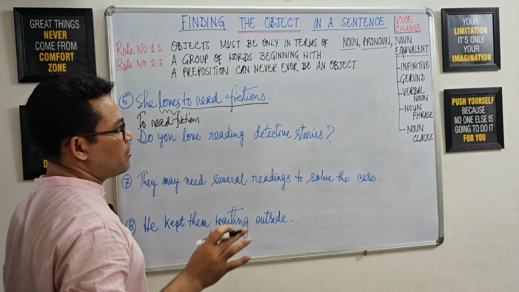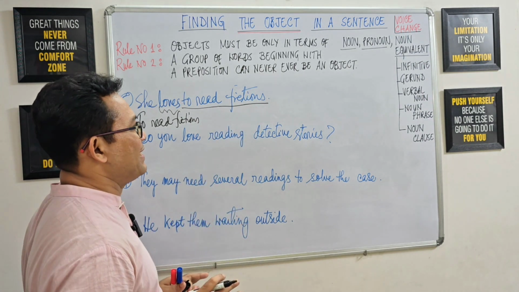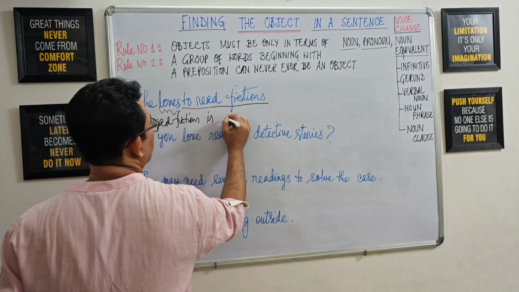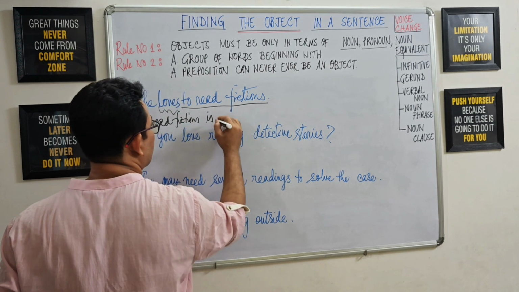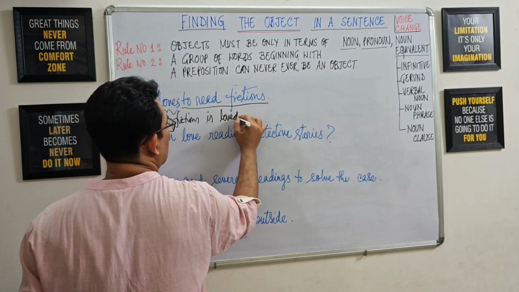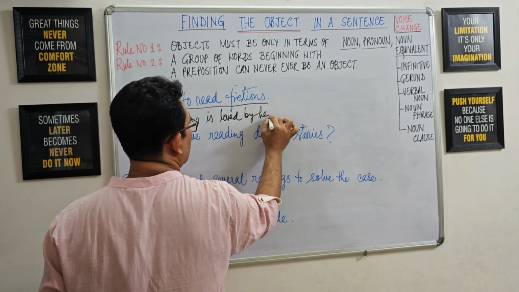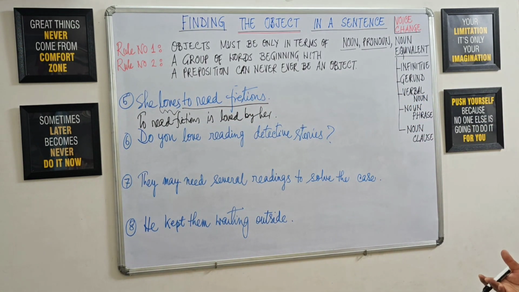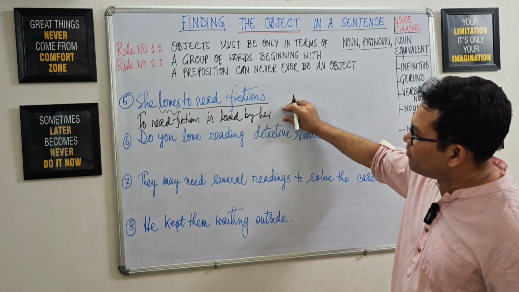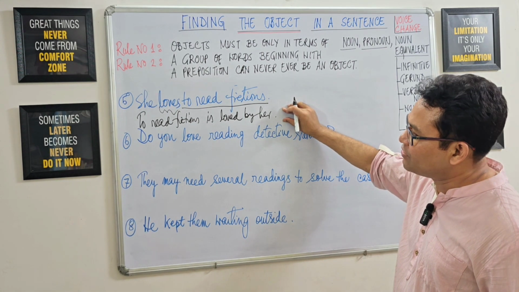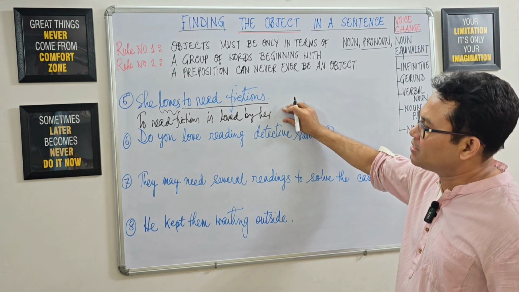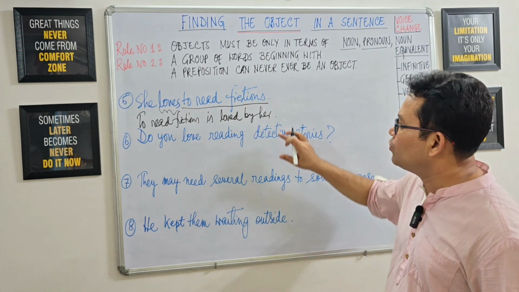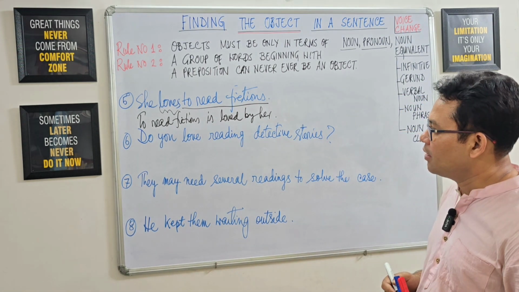To read fictions, remember infinitives are always taken as singular. So it should be is. Then the past participle of the main verb love, it should be loved. Then by her. Okay, so to read fictions is loved by her. All right, but this type of passive voice sounds rather a bit odd. So we should prefer the active sentence to the passive one.